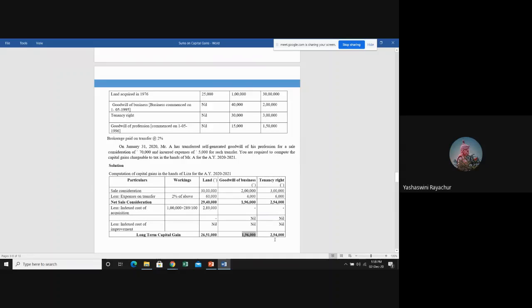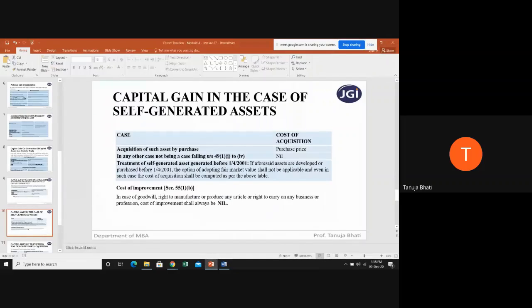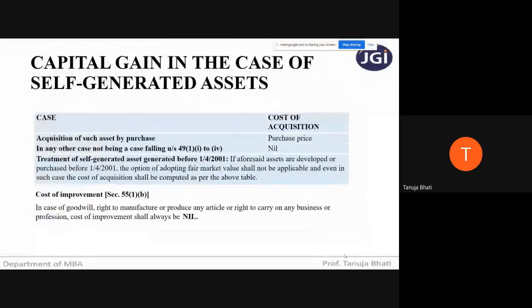Yes, ma'am. Okay. So we have completed the provisions relating to capital gains in case of self-generated assets. Whichever are important and frequently asked in the exam, I am solving the problems relating to those in connection with the provision, and for the rest, which are not that important or don't fall in the exam, I will just give you the notes on what cost of acquisition you're supposed to take, what is the cost of improvement, what is the sales consideration. I will give you in the notes. You all can go through it.